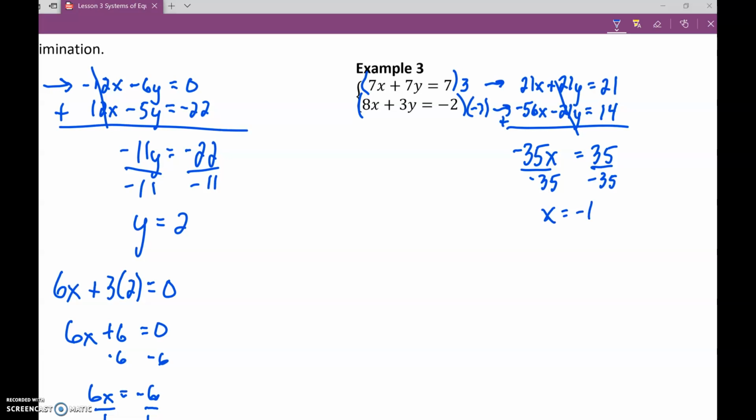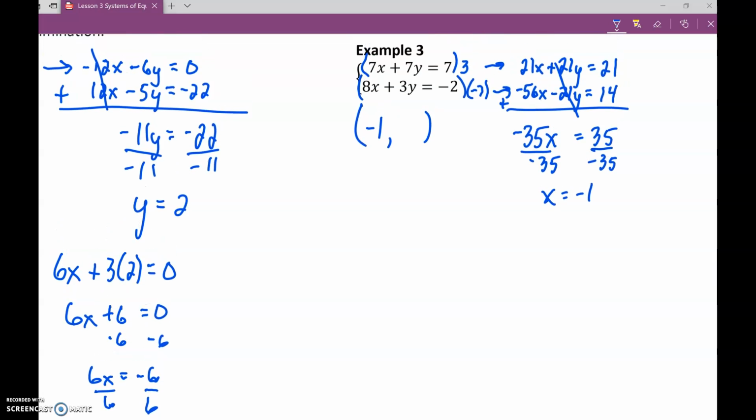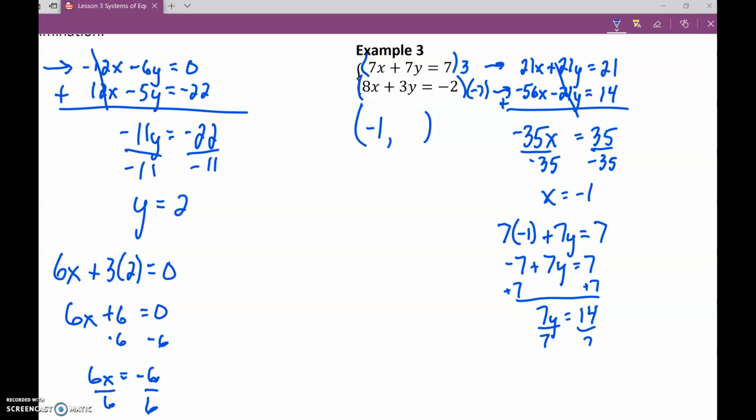So we got half of our answer here. We got the x coordinate of that intersecting point. Find y. You can go to either the top equation or the bottom. I'm just going to use the top one. I'm going to replace or substitute -1 in for x. And then solve this equation for y. So I'm going to have to add 7. And then divide by 7.